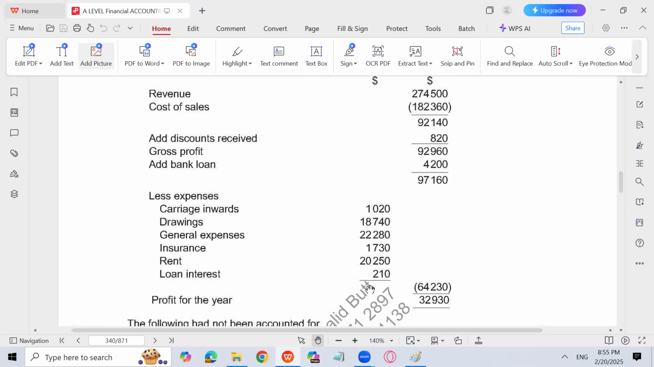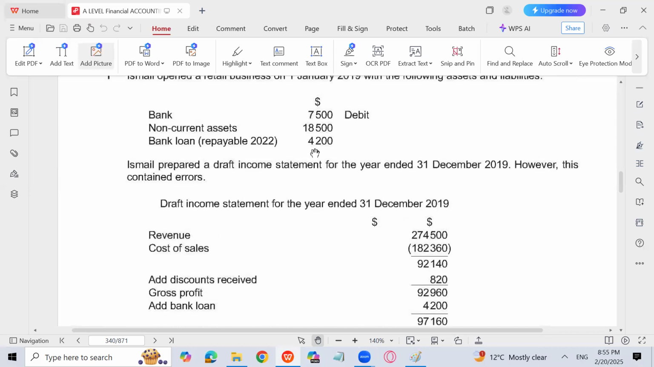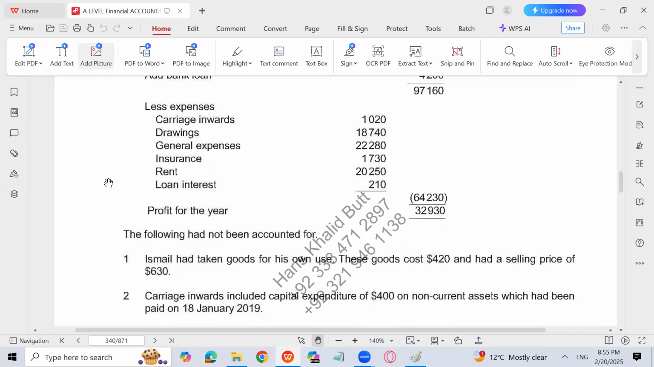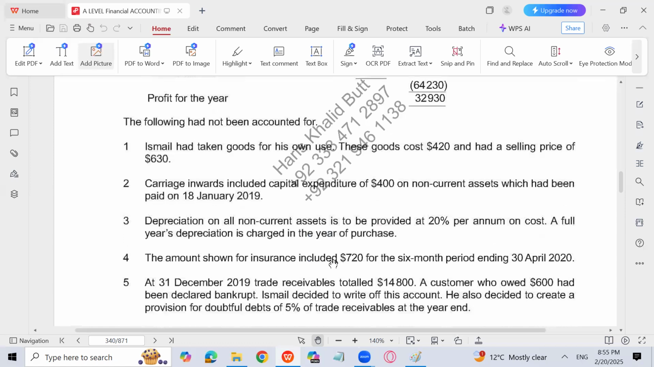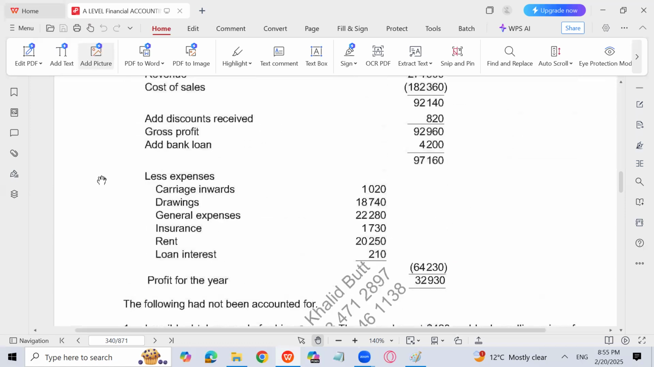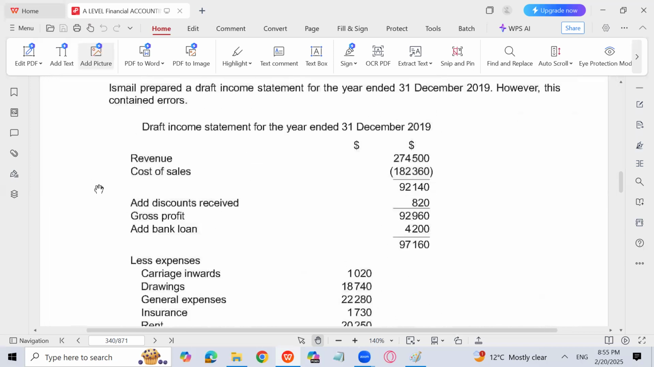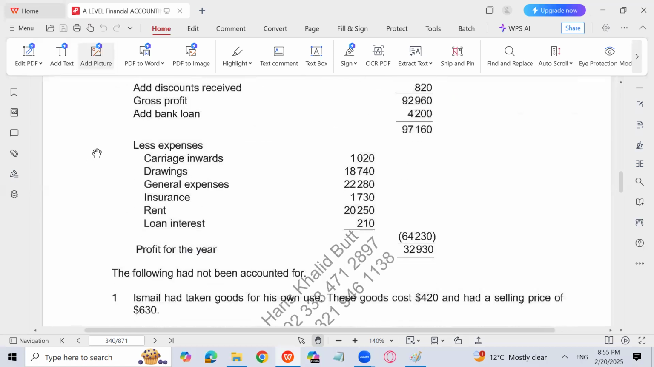Loan interest, 210. There is another problem. If you see the bank loan, that is 4,200. And if you see the question, the percentage of loan interest is 10% per annum. So 4,200 into 10% is 420. But instead, we have written 210, which is wrong. So we have to write 420 over here.